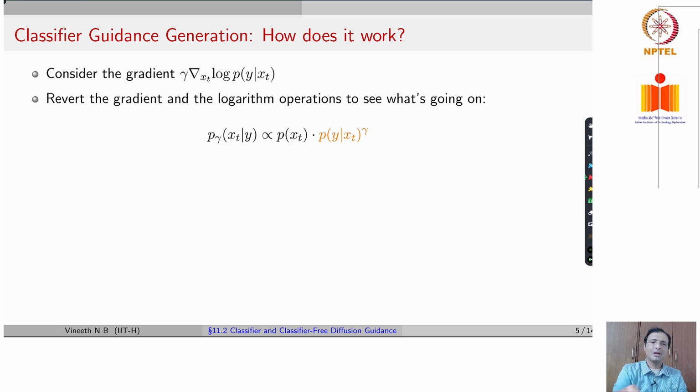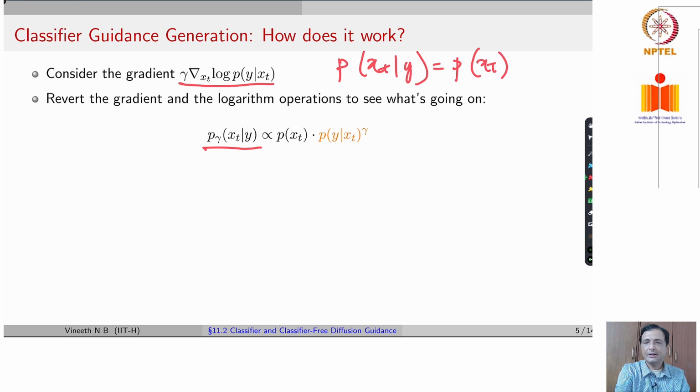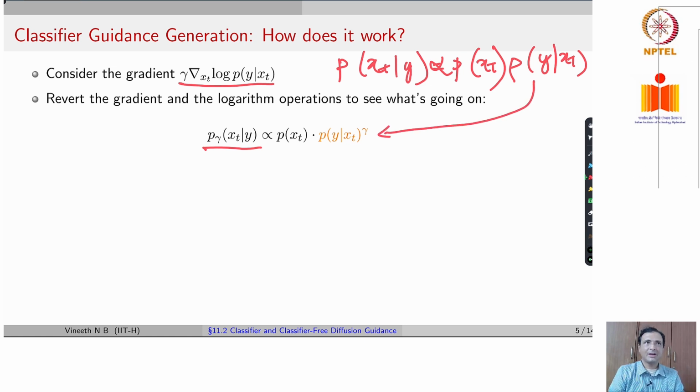How does this work? Okay. Let's consider the gradient that we just talked about on the previous slide. If one had to generally write out from Bayes' theorem, you can say P of xt given y equals P of xt times P of y given xt divided by P of y. Now, by removing this P of y, we can say that the above quantity is proportional to P of xt times P of y given xt. Because in the log term we have a gamma multiplying it, if you remove the log, the gamma would be raised to the power of p.